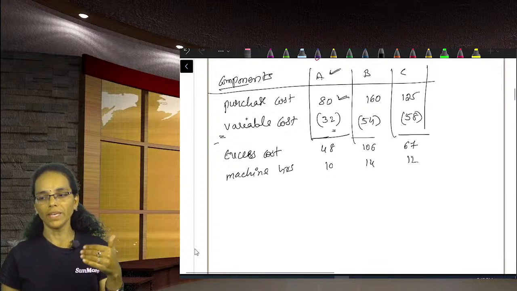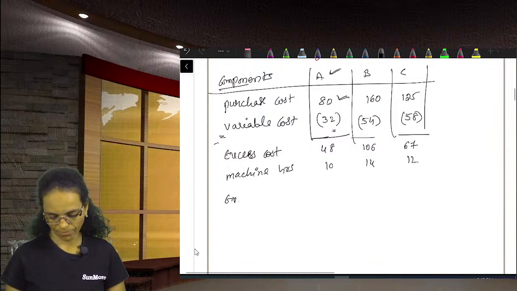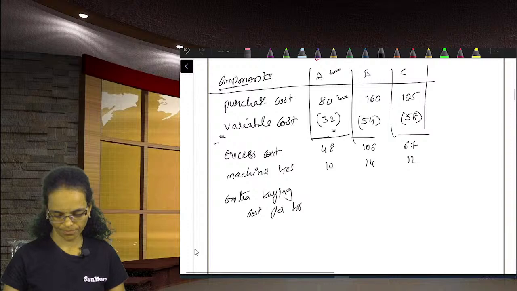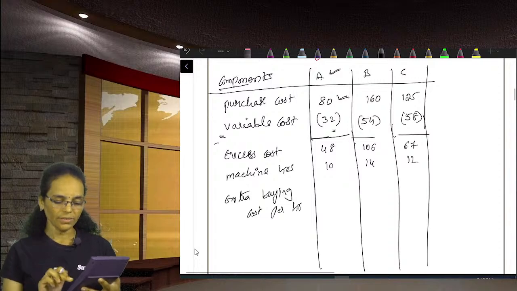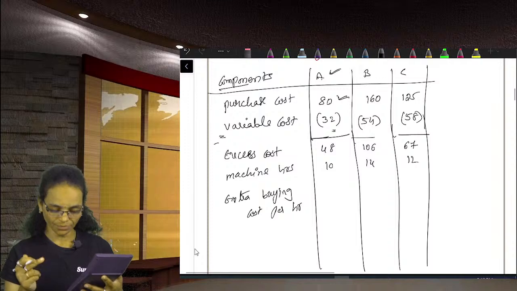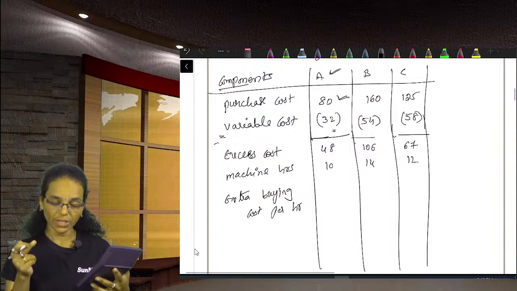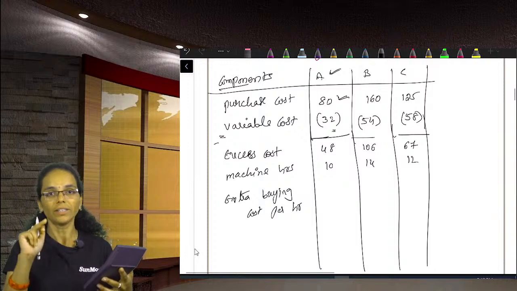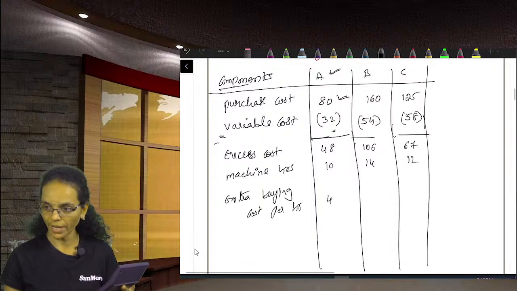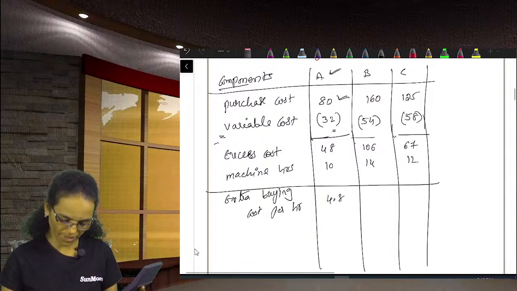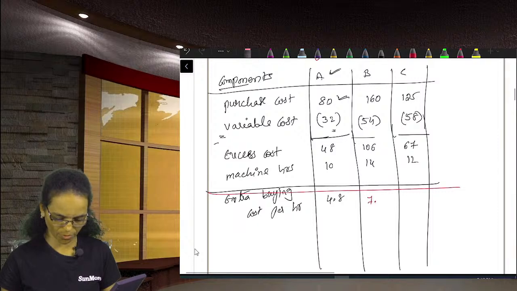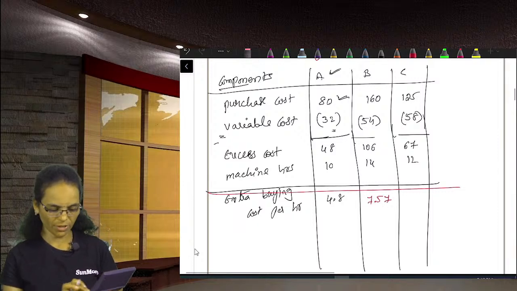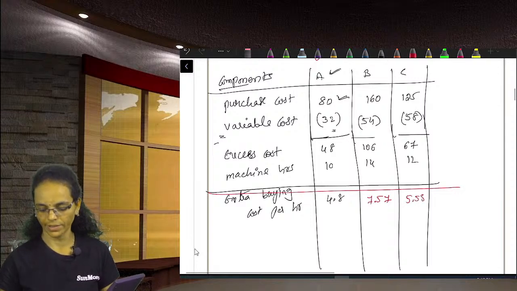So, I can say extra buying cost per hour. ₹48 extra I am incurring, but if I manufacture this component in-house, 10 hours are required, so the per hour cost is 4.8. Next one, 106 divided by 14, that is 7.57. 67 divided by 12, that is 5.58.